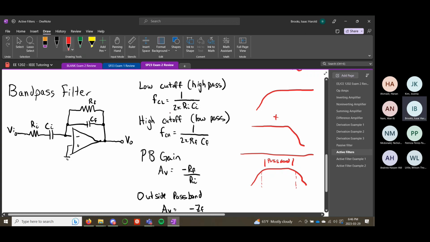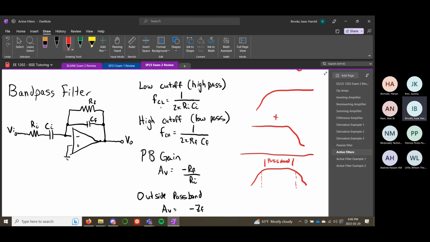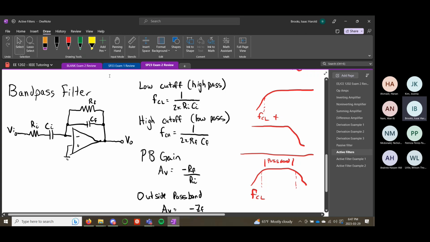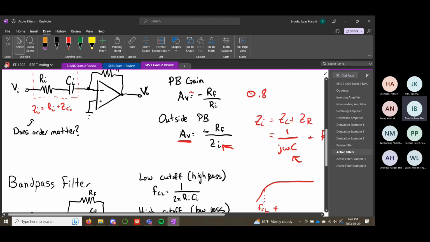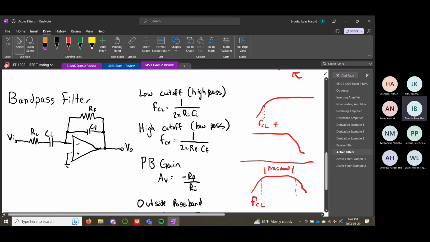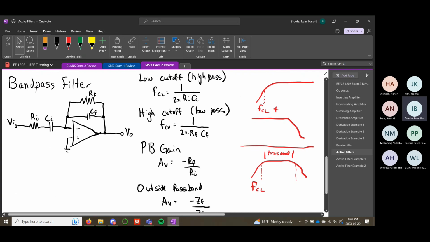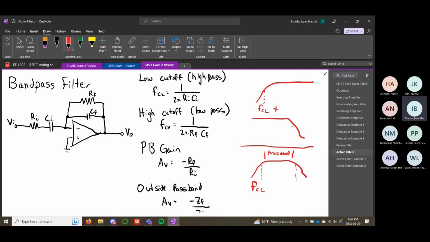Okay, and here again is what I've talked about. So the low cutoff frequency, this one here, which corresponds to that of your high pass filter. Kind of confusing, but you can use different naming conventions. It's the same as the equation for the high pass filter up here. You use your input resistor and capacitor to get your low cutoff frequency. For your high cutoff frequency, you use the feedback capacitor and resistor. Remember, the high cutoff frequency corresponds with the low pass filter.